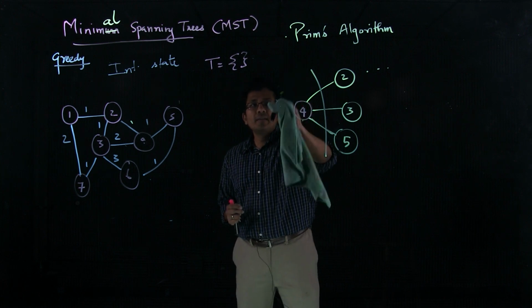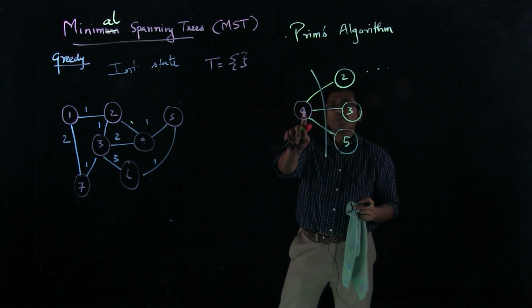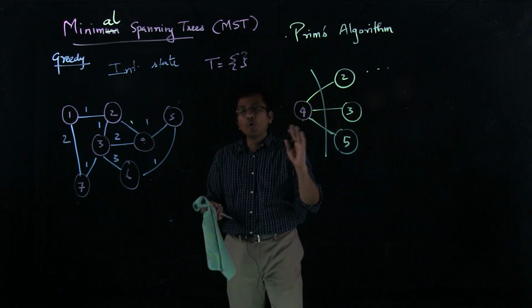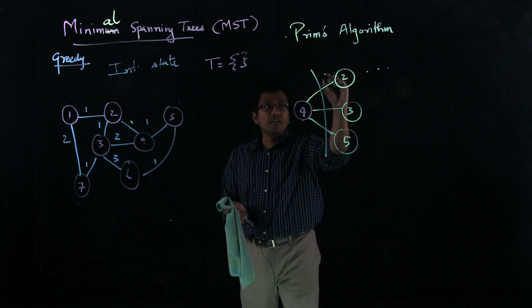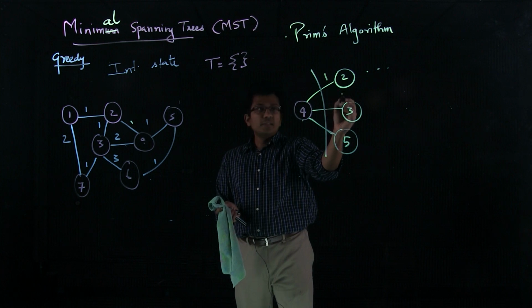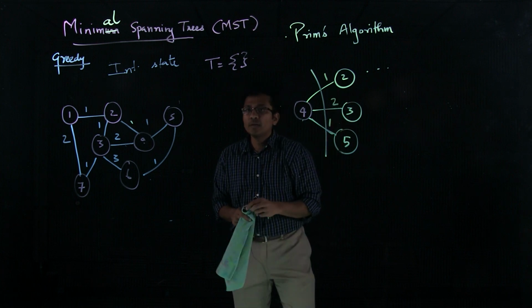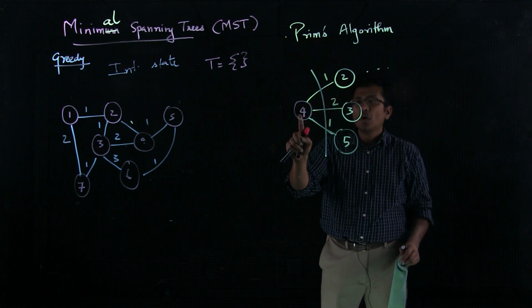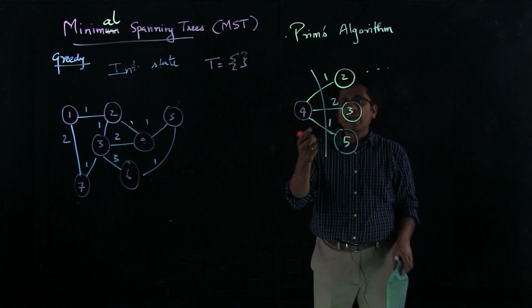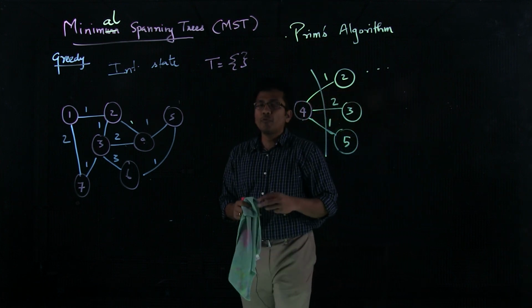So currently the tree only involves 4. Okay, no edges in the tree. Just one node 4, no edges in the tree. What's the minimum weight? This has weight 1, this has weight 2, this has weight 1. So the minimum weight boundary crossing edge can either be 4 to 2 or it can be 4 to 5. I can add either one. Let me choose to add 4 to 5.